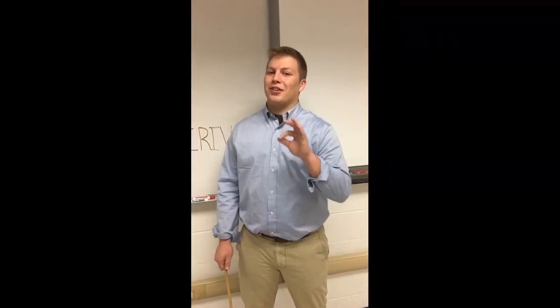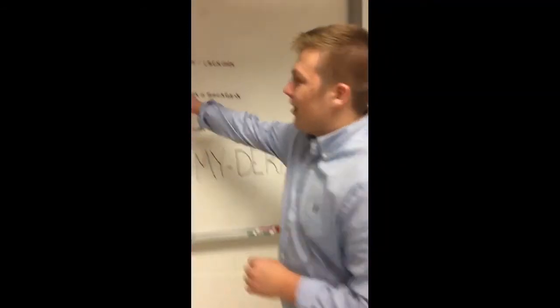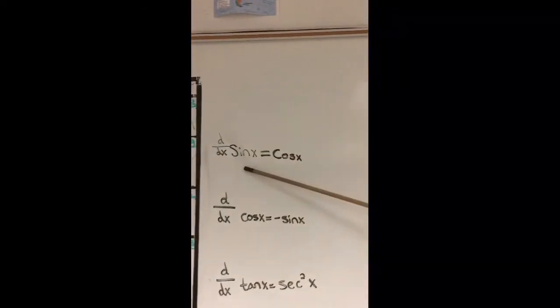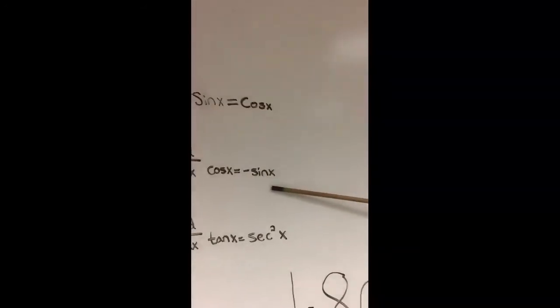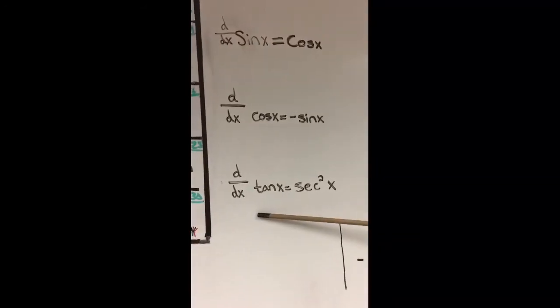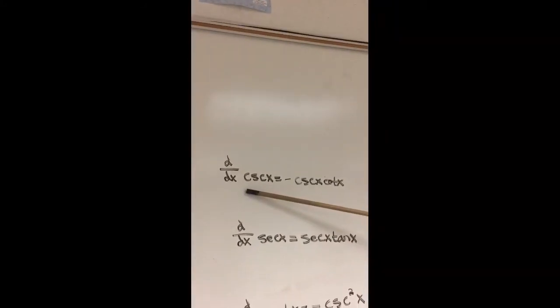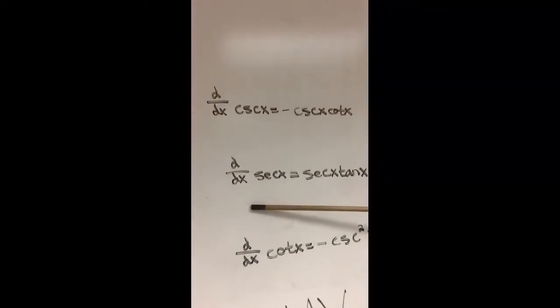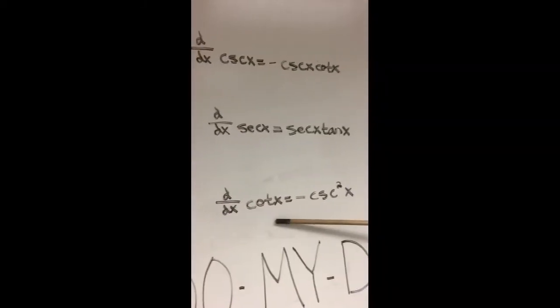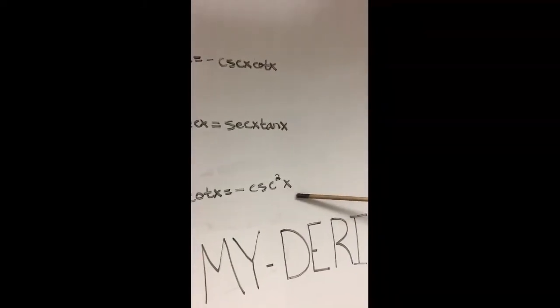If you call now, within the next 10 minutes, we'll throw in the trig package. Derivative of sine equals cosine. Derivative of cosine equals negative sine. Derivative of tangent equals secant squared. Derivative of cosecant equals negative cosecant times cotangent. Derivative of secant equals secant times tangent. Derivative of cotangent equals negative cosecant squared.